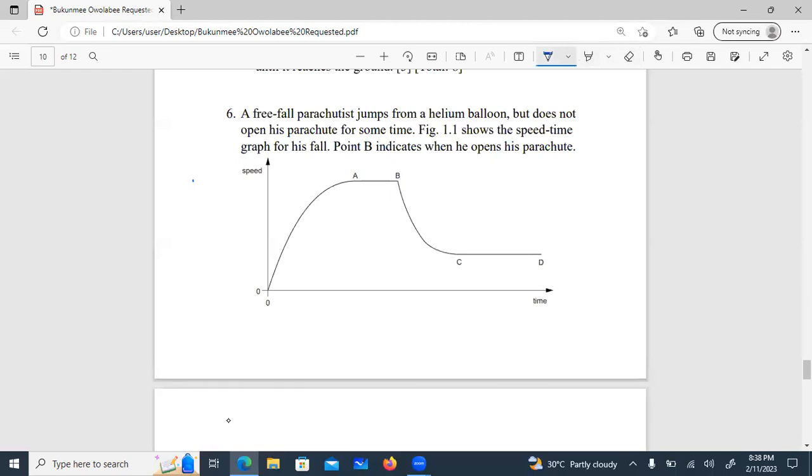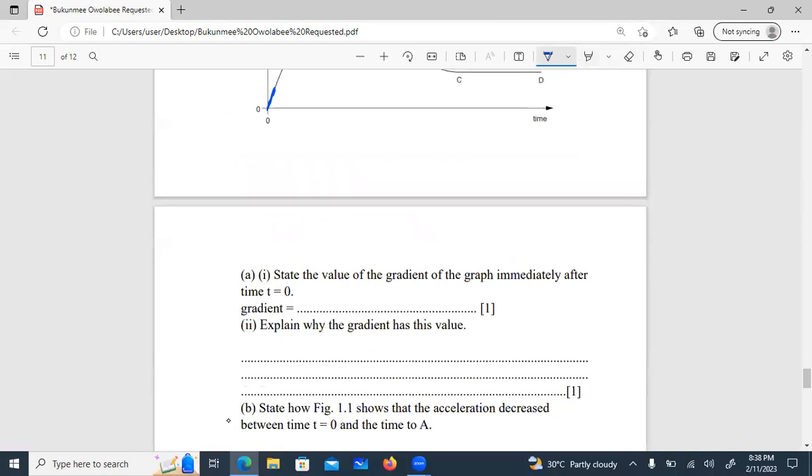Yes, the slope is acceleration. Immediately after jumping off, the acceleration is 10 meters per second squared. Why? Because immediately after jumping off, drag is 0. That's why the gradient will be 10 meters per second squared.